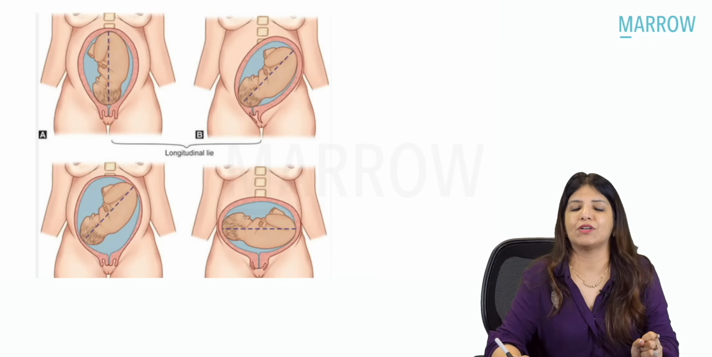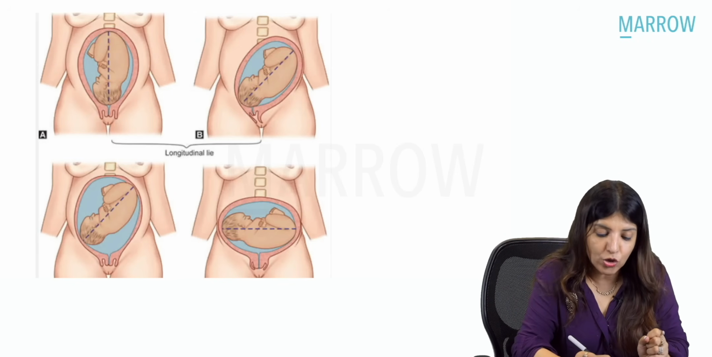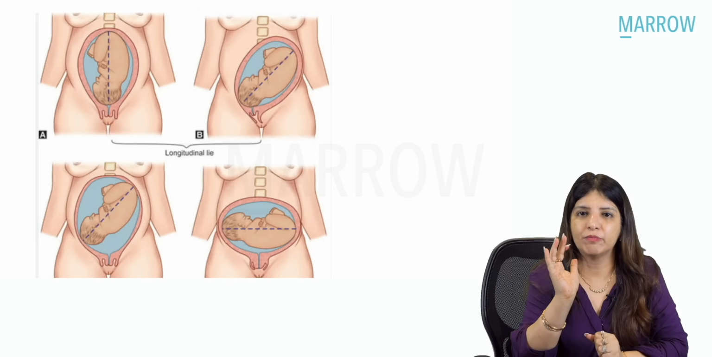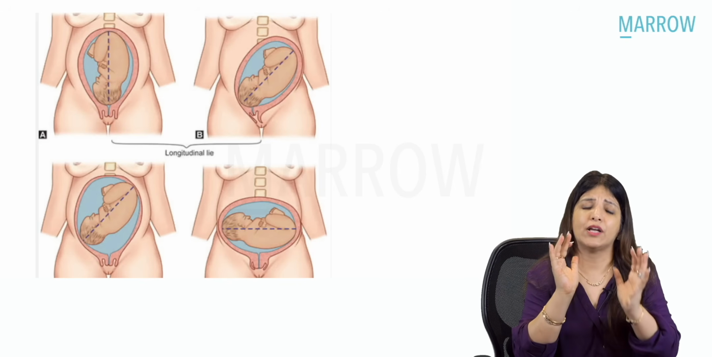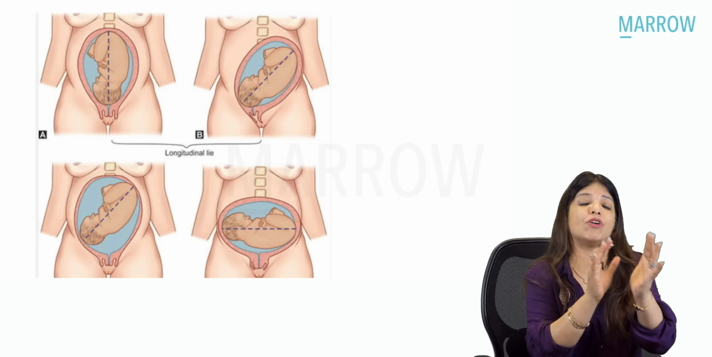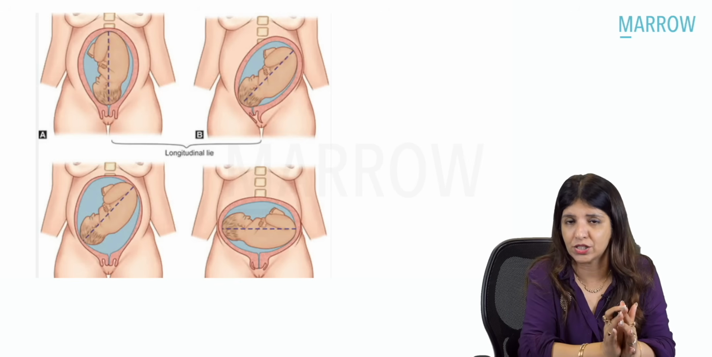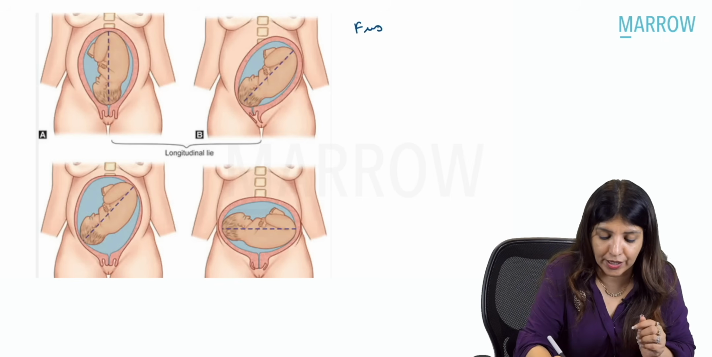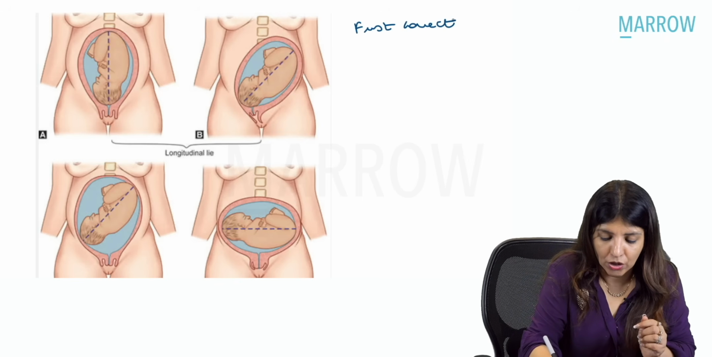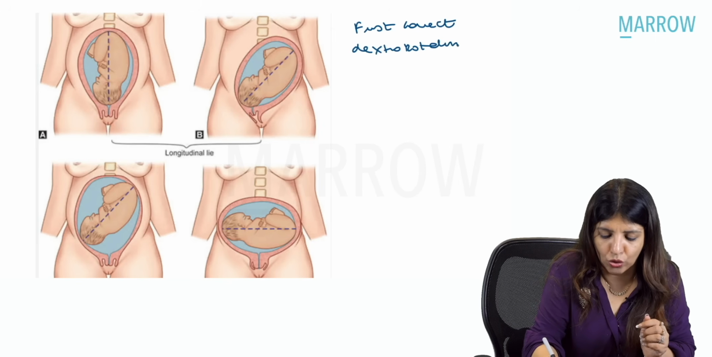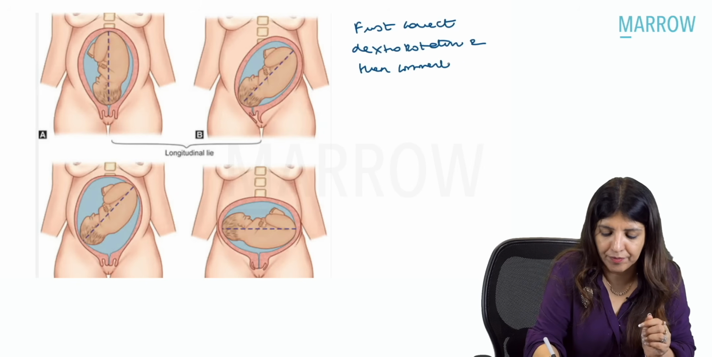So, number one, images related to lie. Now, whenever you are commenting upon the lie of the baby, please remember that the uterus is generally dextro-rotated in pregnancy. So, you should first correct the dextro-rotation and then comment on lie.